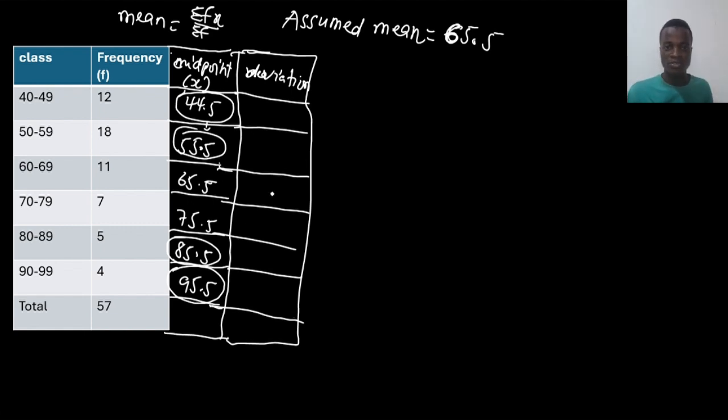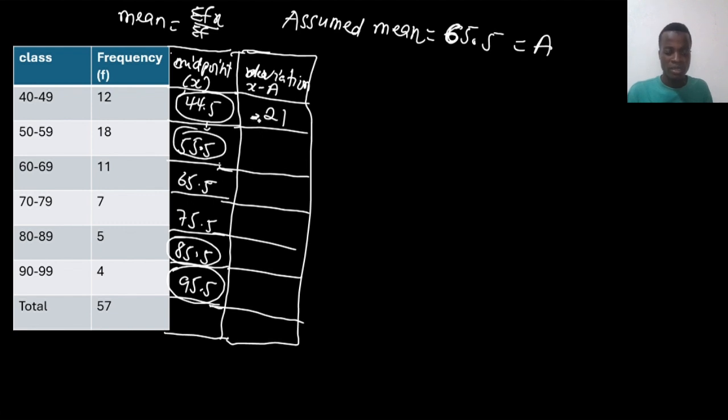How do we now do the deviation? Deviation is your x minus the assumed mean, a. So a is for assumed, and it's x minus a all the time. In this case my x is 44.5. 44.5 minus a. So let me just use my calculator. 44.5 minus my assumed mean, 65.5, so I have negative 21.